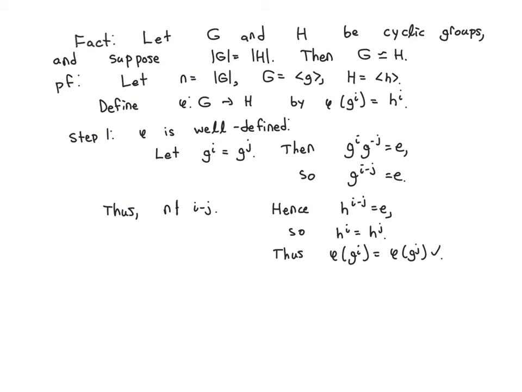So in fact, even though we define this formula in terms of powers of i, it isn't ill defined. It doesn't depend on i. It only depends on the element g^i. In other words, phi of g^i is in fact equal to phi of g^j whenever g^i is equal to g^j.